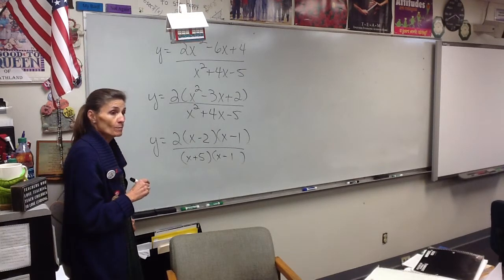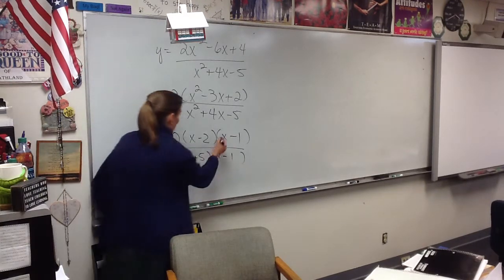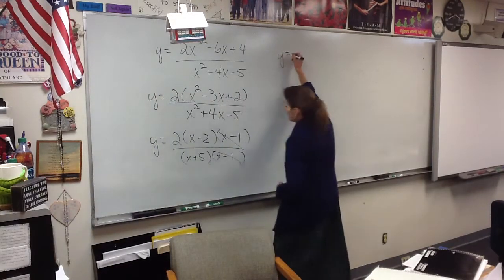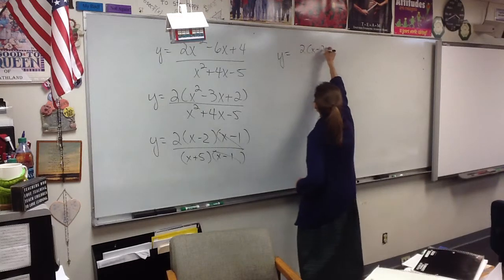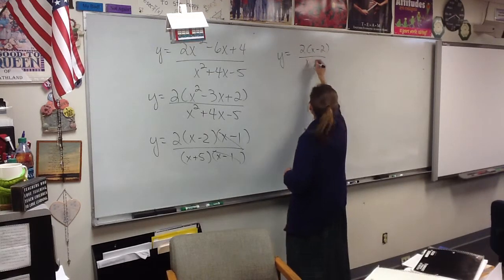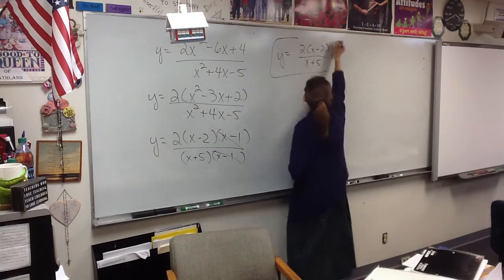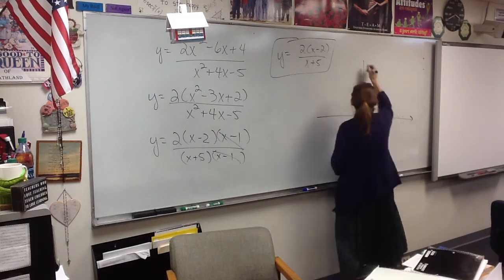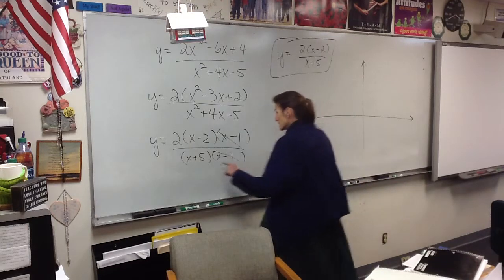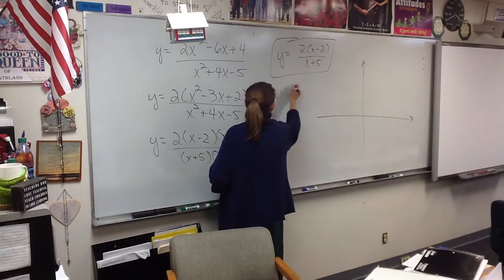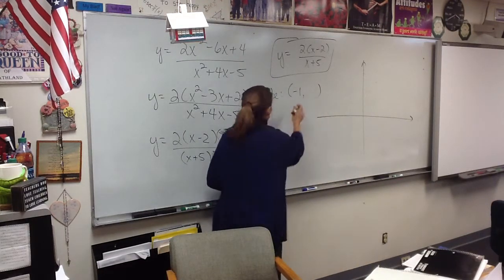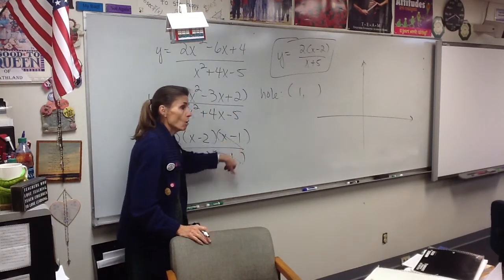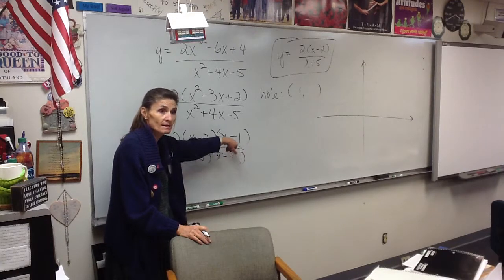Okay, here we go. What do you notice? We're going to have a hole. Our problem is 2 times x minus 2 over x plus 5. This is what we're going to graph. But we have a hole at the point where x is positive 1. We have a hole where x is positive 1.